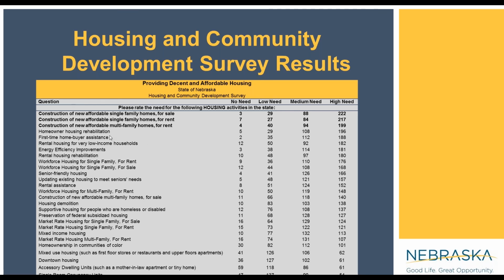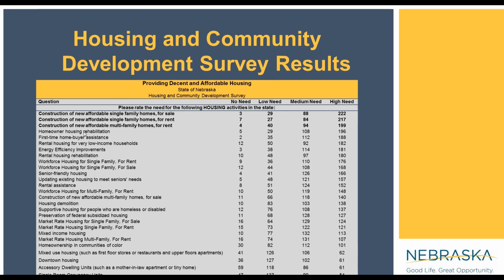So we see construction of new affordable units are the highest perceived needs as of the most recent survey run. We see 222, 217, and 99. Slightly under that are homeowner housing rehabilitation and first-time home buyer assistance. A lot of the time, sometimes, not all the time, it's actually cheaper or costs relatively the same amount of money to own your house instead of rent.